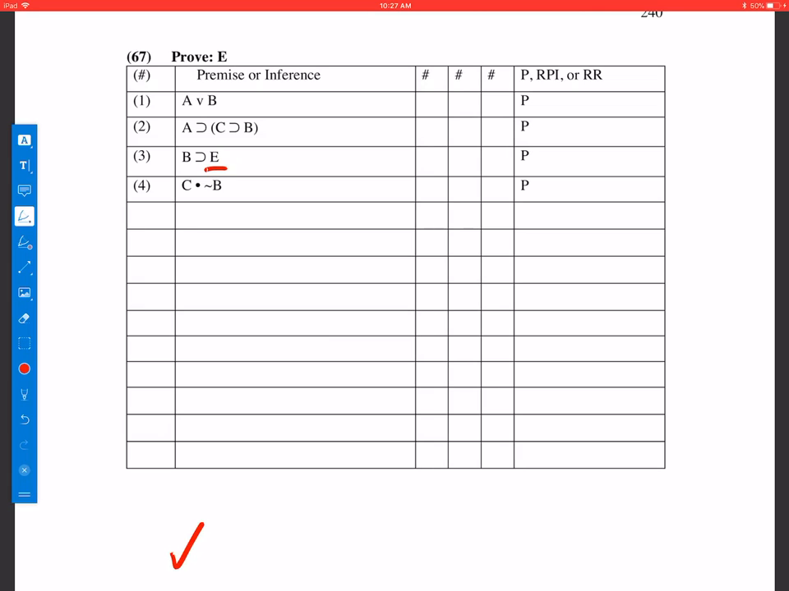Prove E. Well, E is going to have to come from line 3, which means we need a B. Can I get to a B? I think I can get to a B easy enough. Let me see. Well, I've got many ways I can try to do this. Trying to figure out what the best way is. Let me just get this C then B, which requires an A, which I can get.